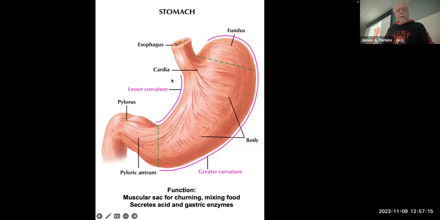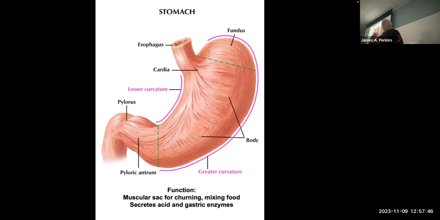The overall shape of the stomach has these two curves. On the outside, facing towards the left side of the body and also facing inferiorly, is this big broad curve known as the greater curvature. And then on the right and kind of superior aspect of the stomach, you have a smaller, tighter curvature known as the lesser curve.